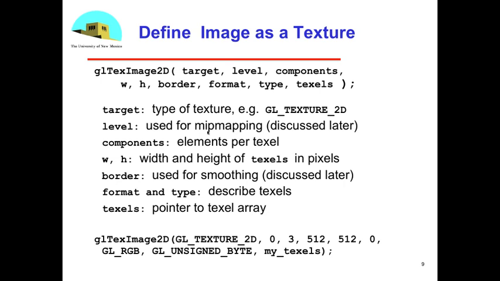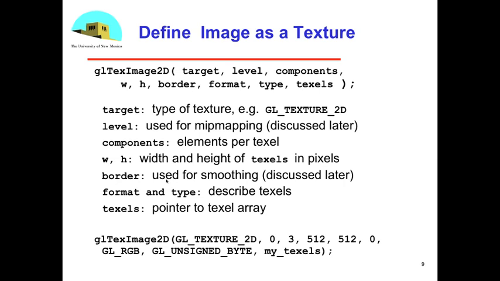Okay, how many components, that is, how many elements are in a texel? Generally, it's going to be RGB or RGBA. You're going to have to specify the width and the height of the image. Border is not used anymore. It was used to allow for some problems that occur when you get to the edges when you're trying to do anti-aliasing, and generally you could have an extra 1 pixel wide texels along the top, bottom, right, and left, but that's been deprecated.